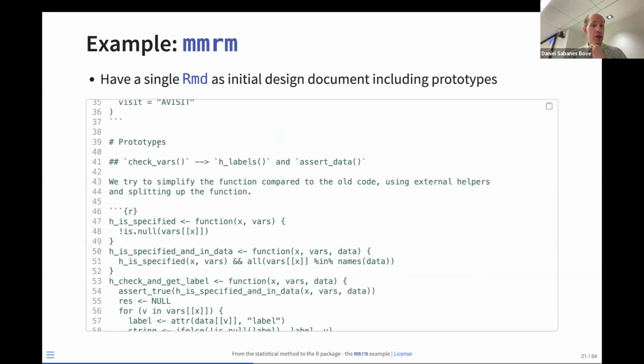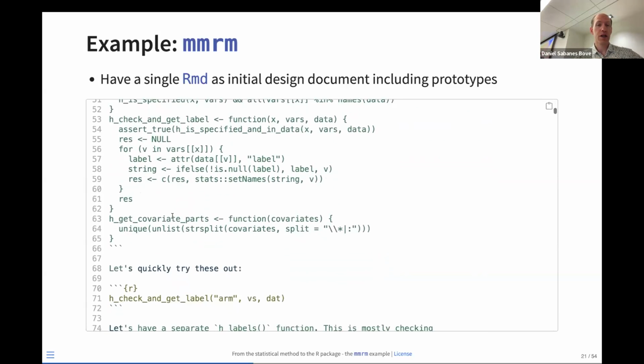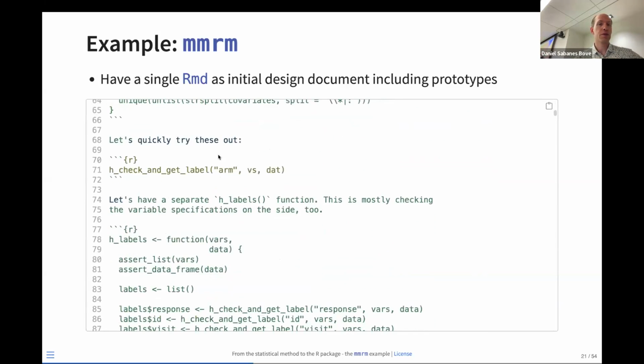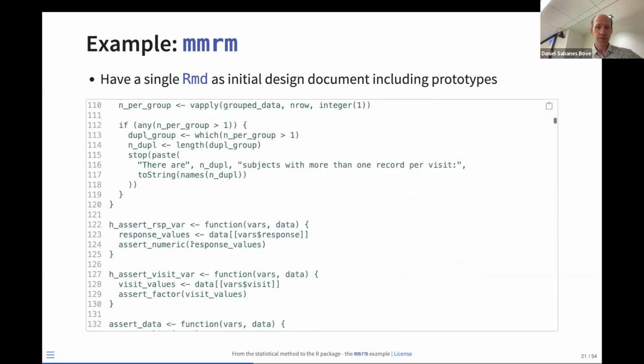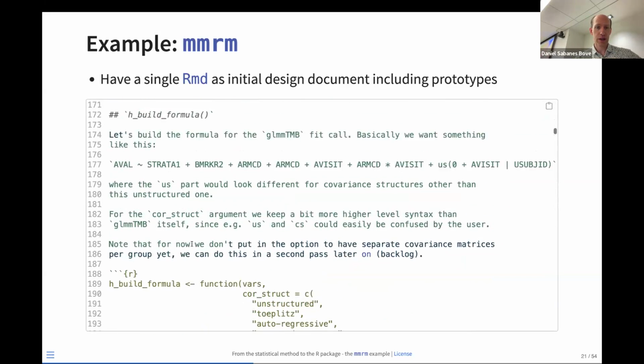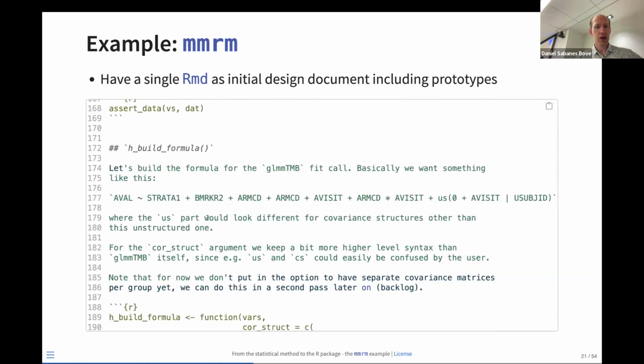Then we're talking about prototype code, as mentioned by Doug. We basically want to have some prototype code here. Let's quickly try the functions out. Does it work? More or less, etc. And then it goes on and on and on, right? We talk about building the model formula.